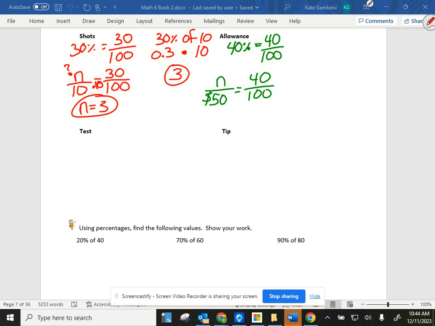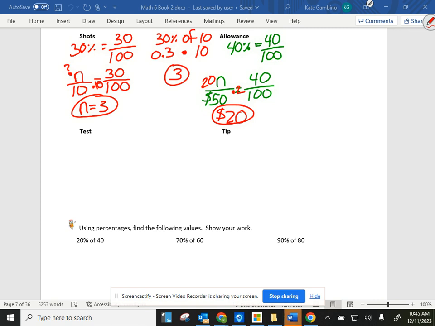To go from 50 to 100, I'm going to multiply it by that 2. So what do I multiply by 2 to get 40? 20. So he spent $20 of the $50.